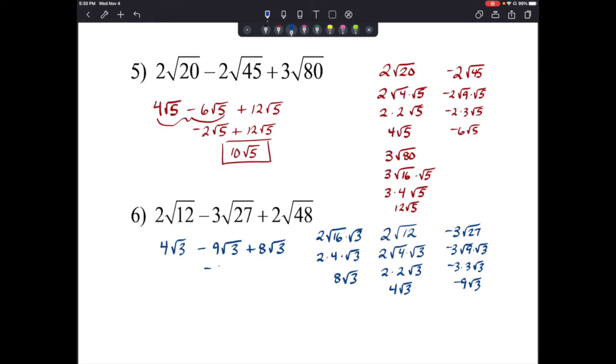And now we're just going to combine our like terms. So 4 minus 9 is negative 5 radical 3. Plus 8 radical 3 is going to give us a 3 radical 3 in the end.